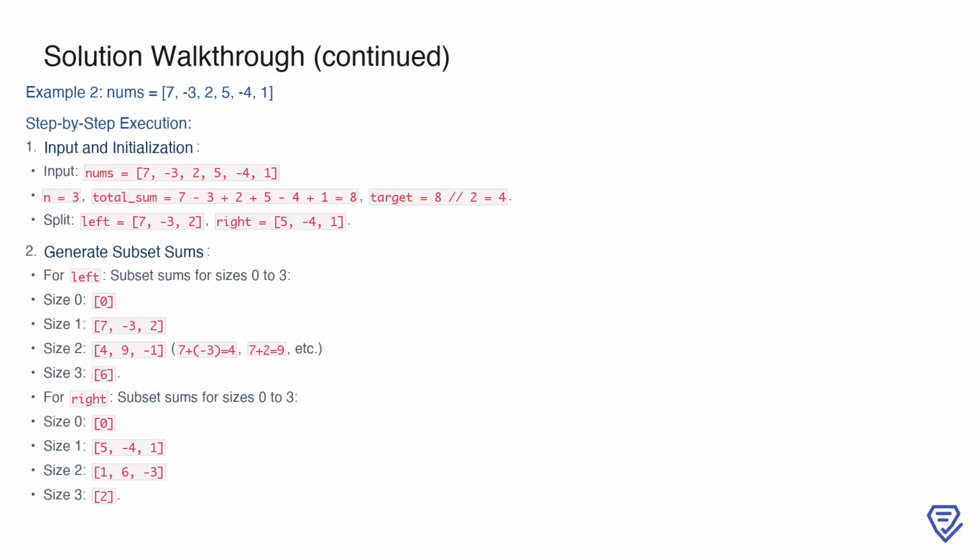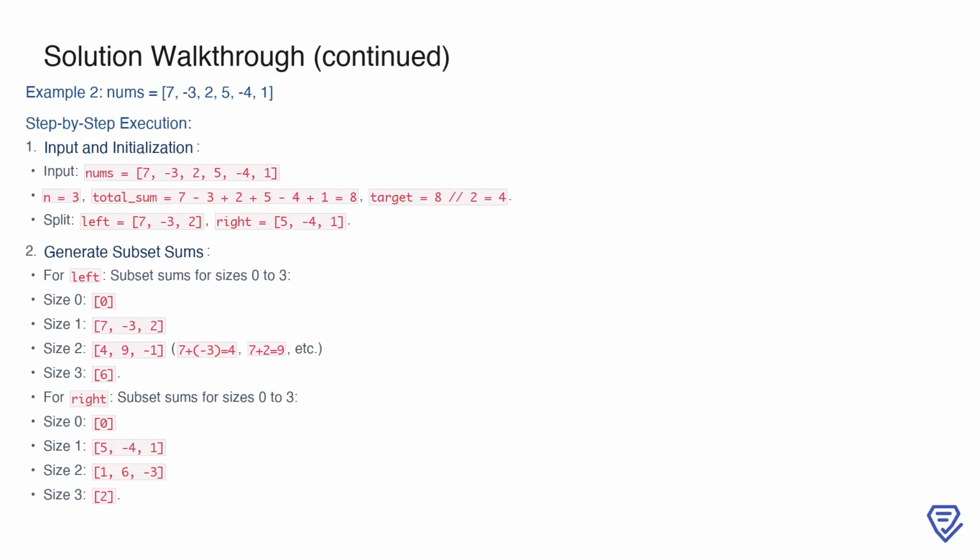Now consider a second example where the input array is nums equals [7, -3, 2, 5, -4, 1]. Following the same process, we calculate the parameters. Here, n equals 3, the total sum of the array is 8, and the target sum for each subset is 4. We split the array into left equals [7, -3, 2] and right equals [5, -4, 1].